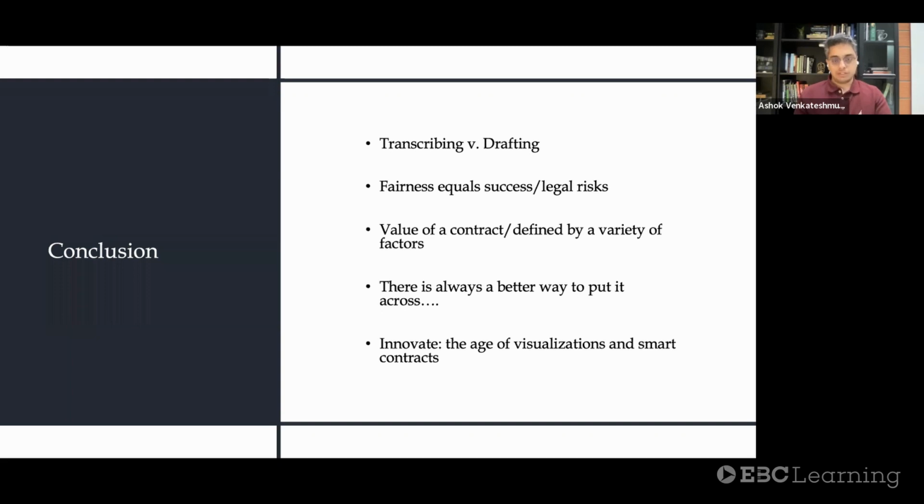And we also have to remember that smart contracts based on blockchain is coming out in a big way, right? And how we prepare for all of this is by constantly updating ourselves, both knowledge-wise and in terms of contract practices. And if you're not doing that, then we are falling behind.